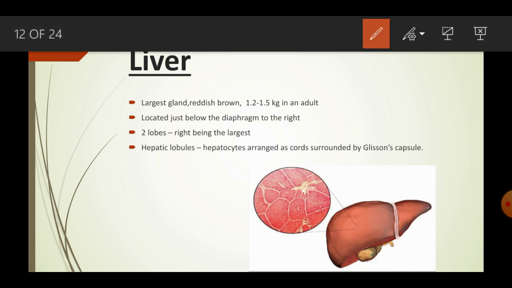The hepatocytes or the liver cells are arranged in the microscopic structure of the liver as hepatic lobules, and these lobules are surrounded by a capsule which is known as Glisson's capsule. We can see in the figure that the white thing surrounding the cells is Glisson's capsule. The yellow organ that we can find on the inferior surface of the liver is the gallbladder, which rests in the cystic fossa.